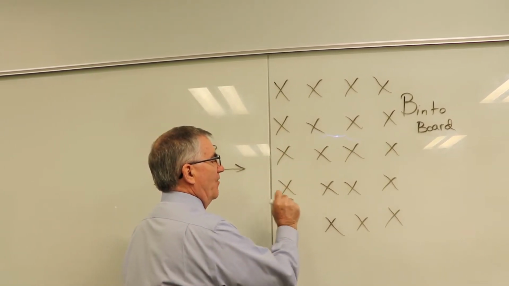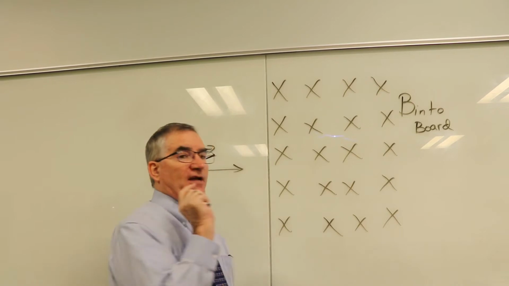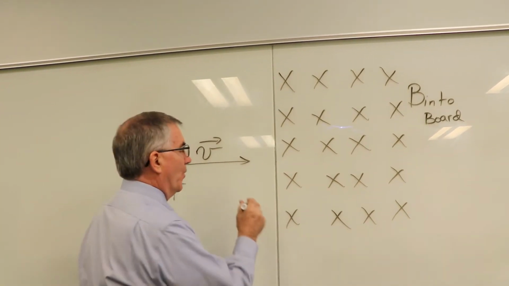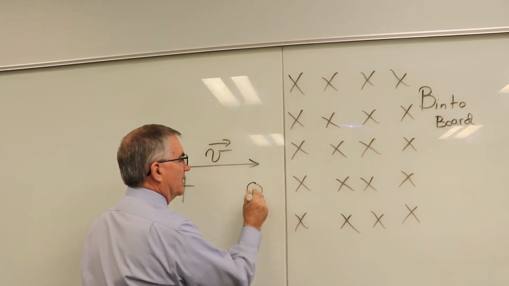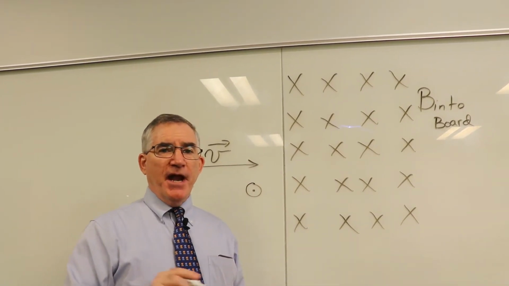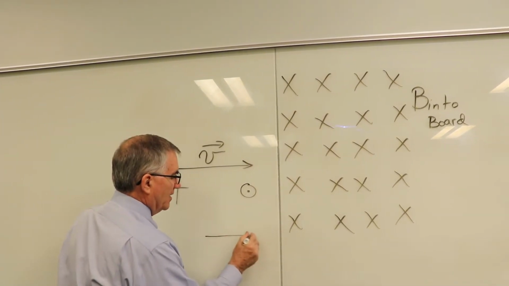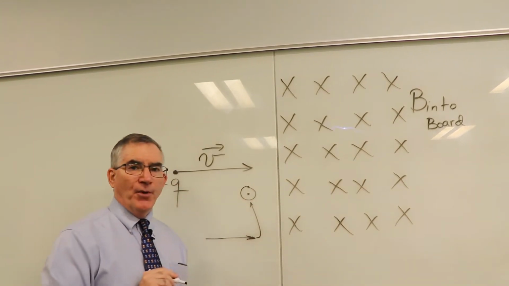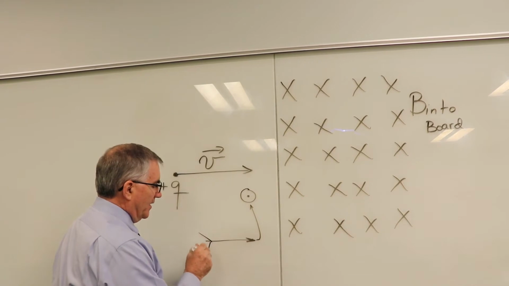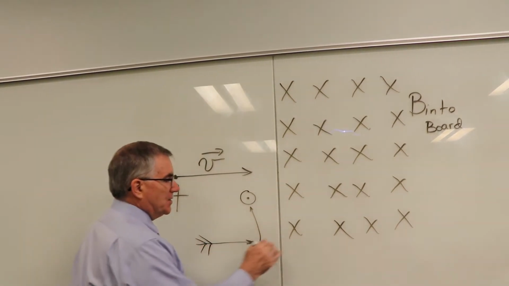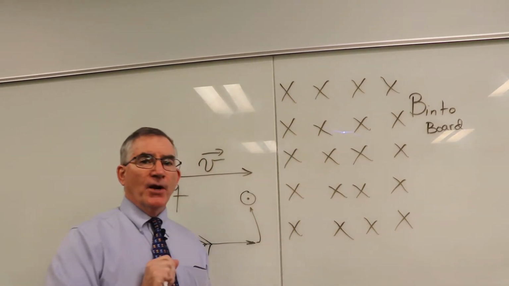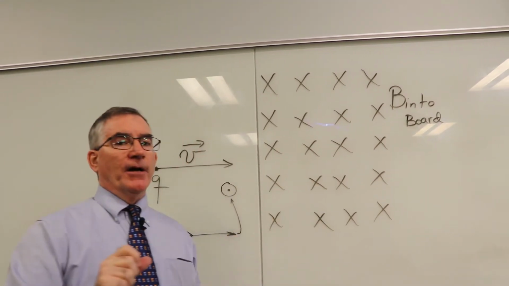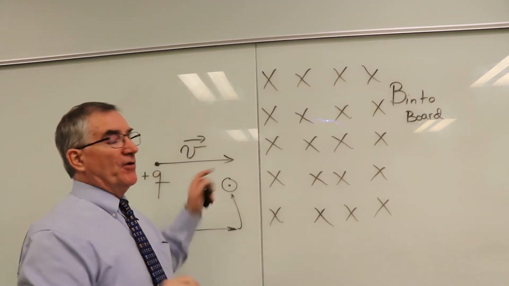Now this is the back end of the vector, because B field is a vector, so we use X's. If the B field were coming out of the board, we'd use a dot like that. And because a vector is an arrow, we normally draw it like this, so you see it's got the little point on front, so that'd be coming out of the board, and then in the back it's got feathers, and so you're looking at the back end of the feathers. So this is a B field into the board, and here's the charge moving to the right.